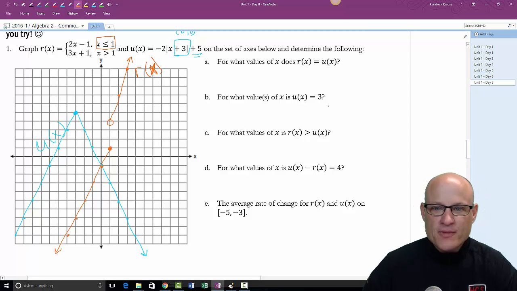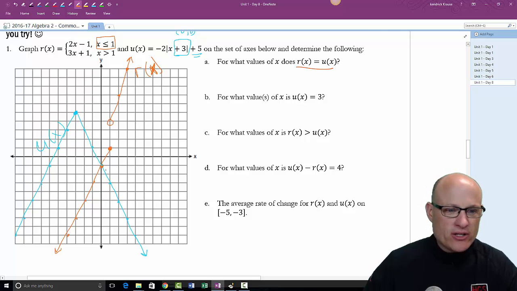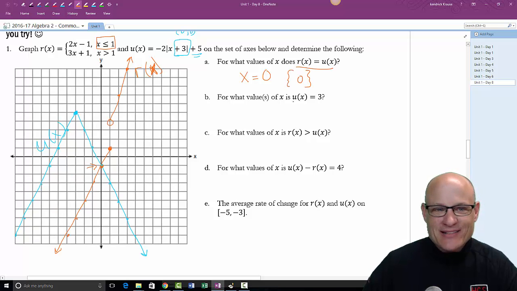All right, let's keep going. When do they intersect? Well, they only intersect at one value. It's right here, and that's when x equals 0. By the way, you could just do this. 0. When does u of x equal 3?